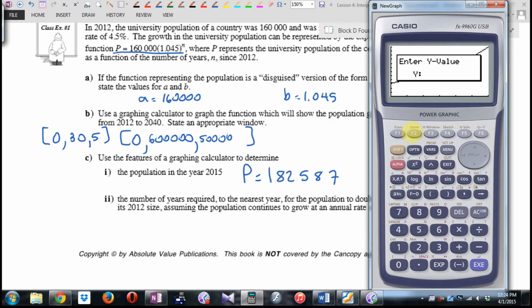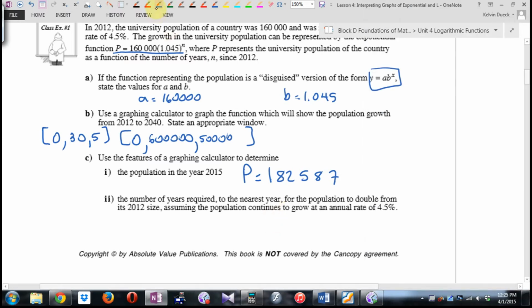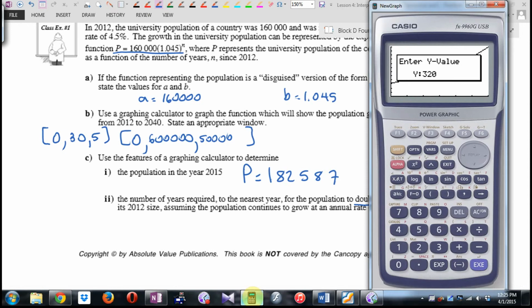Now, Grayson, I need to think, what Y value did this question give me? And here is the Y value. What word did I underline? Double from the original. What was the original population? No, that's in 2015. What was the original population? 160,000. Double that. I think it's reasonable for me to ask you to double that in your head. 320,000, right? Okay, that is going to be the Y value. When will this population double?